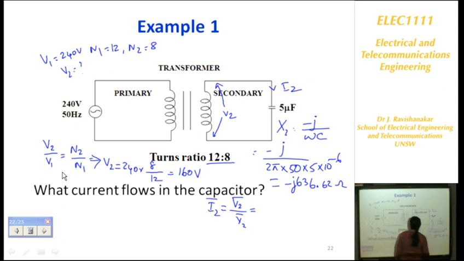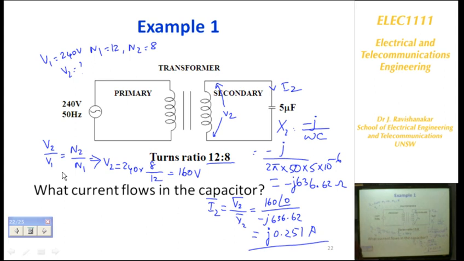So what is V2? In this case, since there is no angle associated with V2, I will take this as a reference. So I can take it as 160 at an angle of 0 divided by minus j 636.6. The answer I get is j 1251. So this will be the current through the capacitor. What I have done is simply follow the turns ratio, the relationship between the turns ratio.